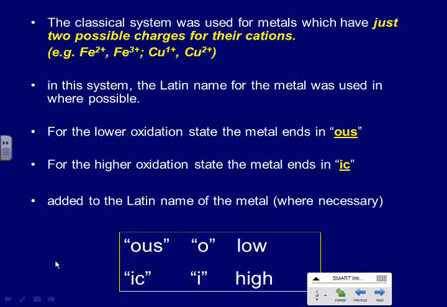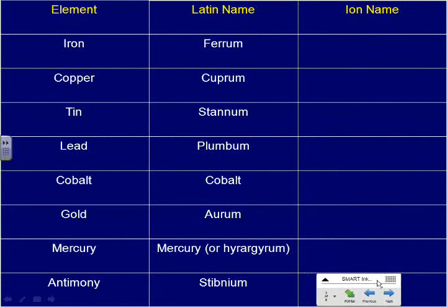Okay? Now the thing that makes this lesson a little long is that we need to go over some Latin names for the elements. All right? So I do need this written down. You don't have to draw a fancy table. You really only need 3 lists: the element, the Latin name, and then the ion name.